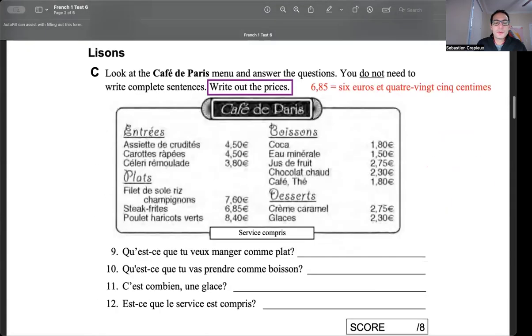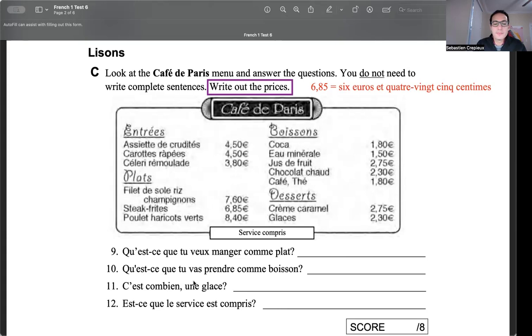Then you're going to have a menu. You can see it here. I think it's going to be pretty much the same menu on your test. Here we say write out the price when the question asks you to write the price down. But sometimes they don't ask you to write any price. Like for example, the first question is what do you eat as a main plate? Okay, so we don't want a price here. We want something. Do you eat fish? Do you want a steak? Do you eat, I don't know.